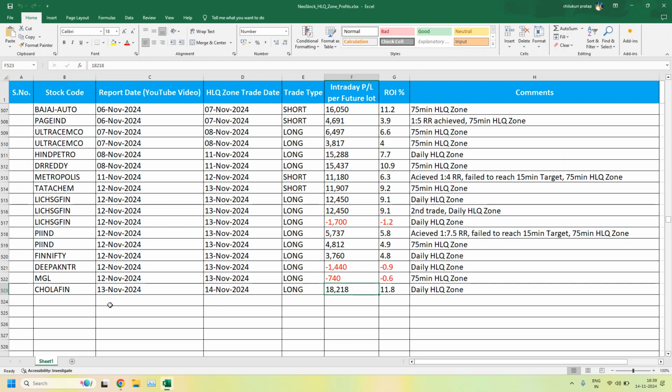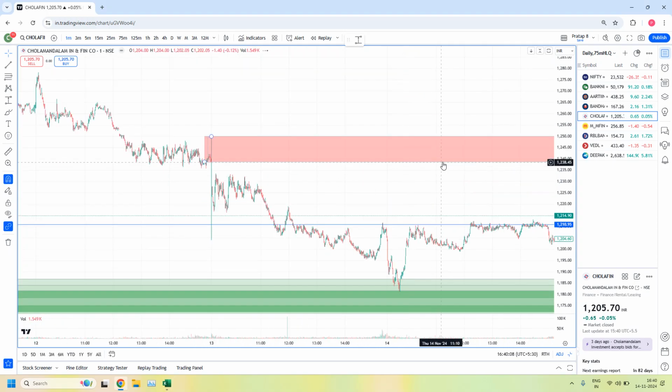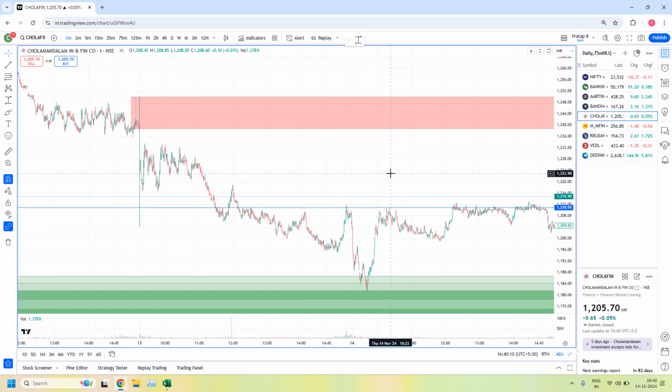So this is the way Cholamandalam Finance has given this much profit. We got a very good ROI. See, this kind of observation is very, very much required. Everything you can't learn in day one. Why HLQ analysis sometimes helps you is not just because of HLQ zone trades.